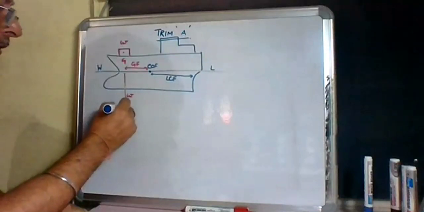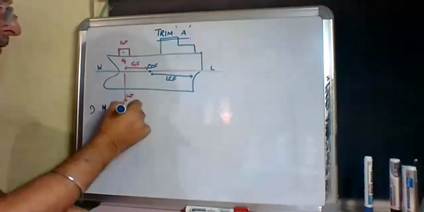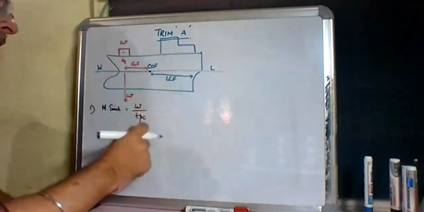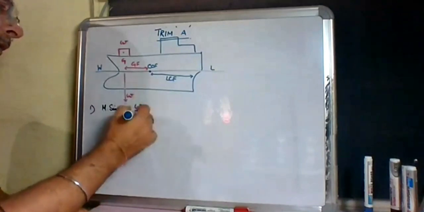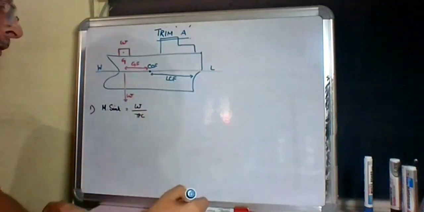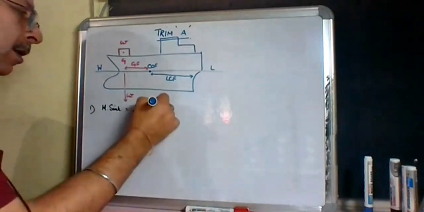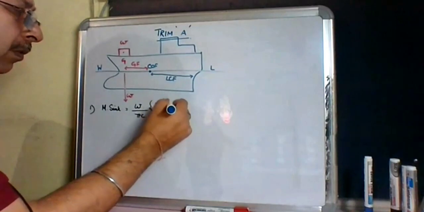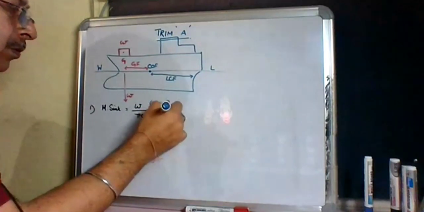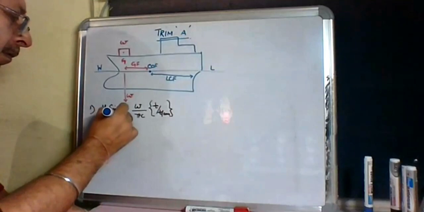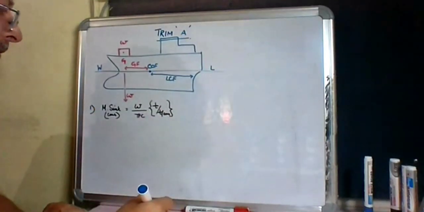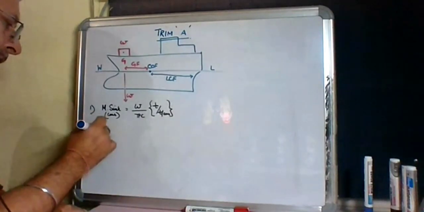Mean sinkage is given by W upon TPC. W is in tons, TPC is in tons per centimeter, so centimeter goes on top. This becomes the mean sinkage formula.